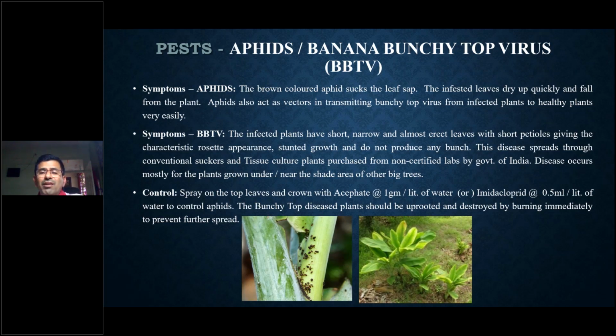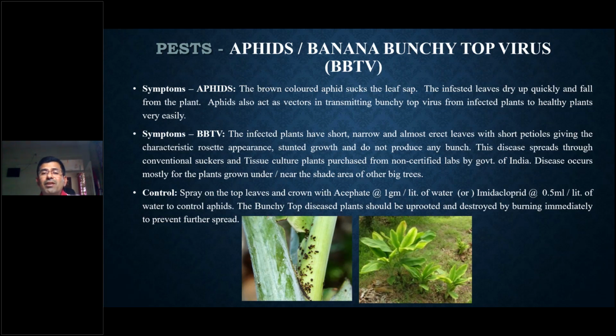One bunchy top plant is enough to spoil the whole banana garden. If you allow one plant, within a week it becomes 10. If you allow another week, it will become 100. If you allow another month, the entire area, maybe 1,000 plants or 5,000 plants, everything is infected by bunchy top virus. So we have to be very careful.